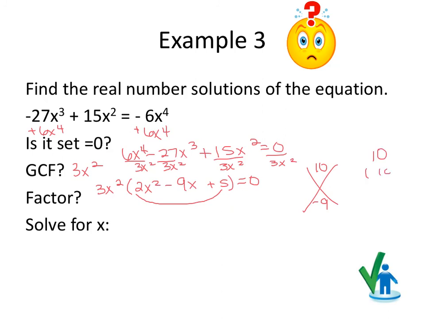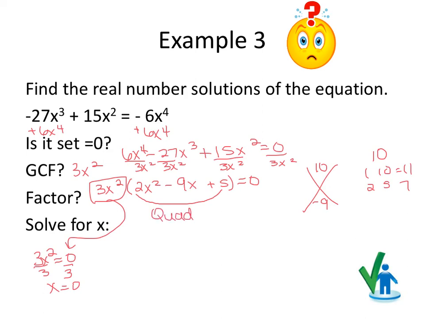So 1 and 10 make 11. 2 and 5 make 7. So unfortunately, it will not factor. So what does that mean? That means that we need to take this guy, set him equal to 0, and solve. So outside's always equals 0. X squared equals 0, take square root. So now that's one of our solutions. And then with this guy, we unfortunately have to do the quadratic formula.